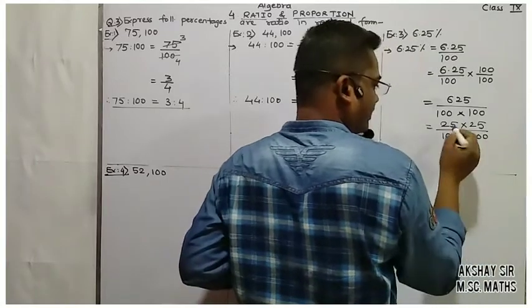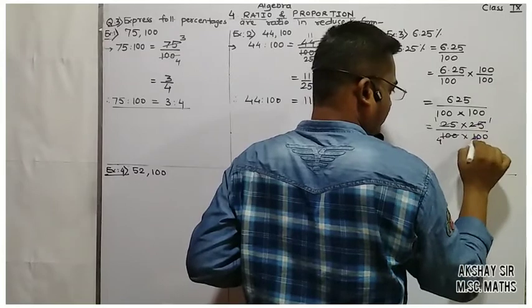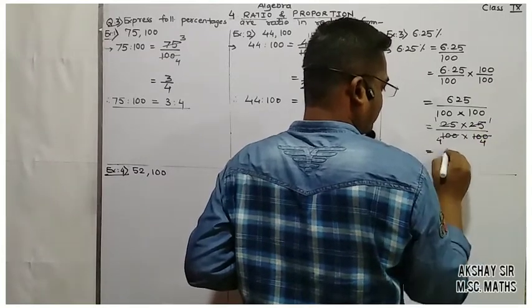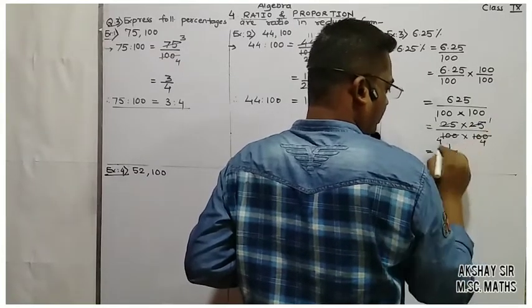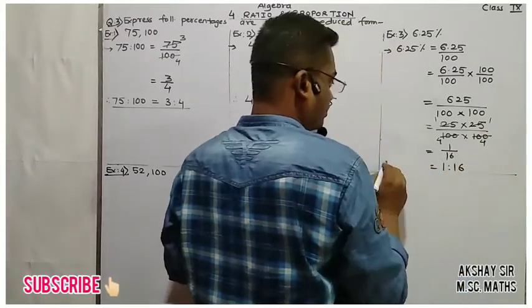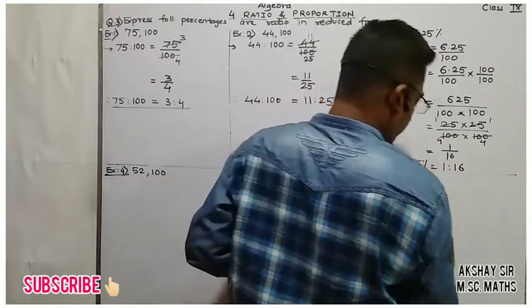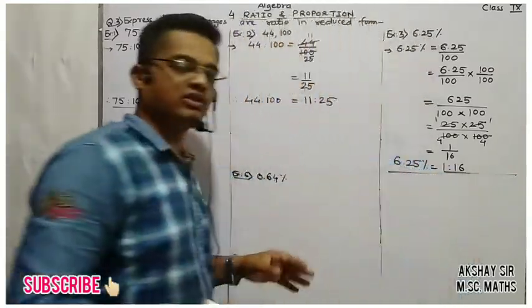So cancellation will become easy. 25 on the 25, 25 fours are 100. Same here, 25 on the 25, 25 fours are 100. So you get 1 into 1 is 1, and 4 into 4 is 16. That means 1 as to 16. So therefore 6.25% in reduced form is given as 1 as to 16.